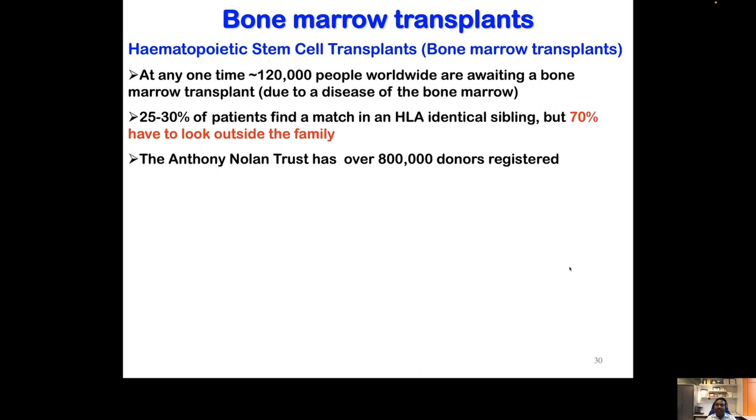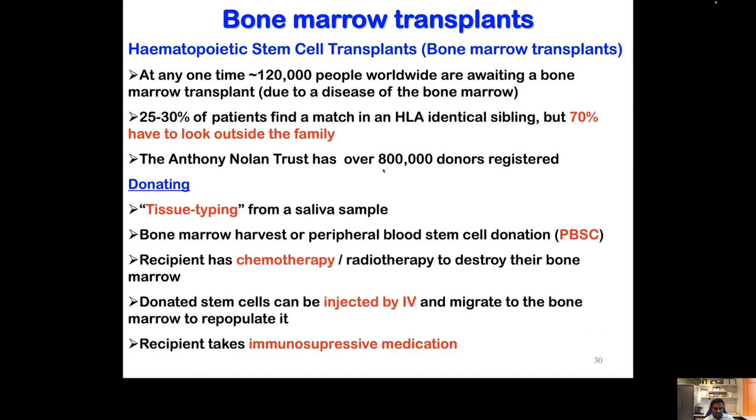So that's why it's really important to donate stem cells as well, particularly hematopoietic stem cells, generally called bone marrow transplantation. There is a charity called the Anthony Nolan Charity. They maintain a big register of donors who want to donate their bone marrow. Over 800,000 people are registered at the moment. When they find matches between donors and recipients, they immediately call their matched donors in order to get the bone marrow transplantation.